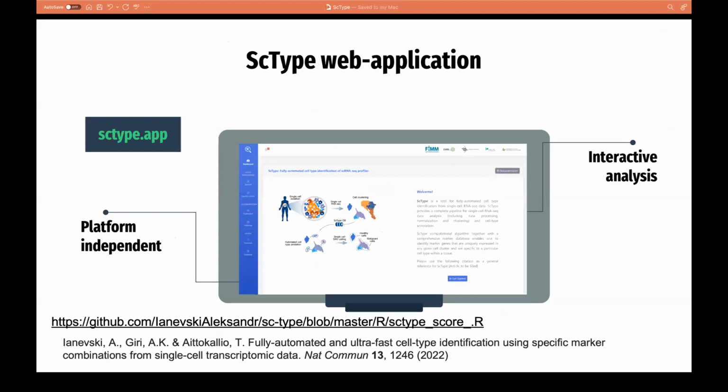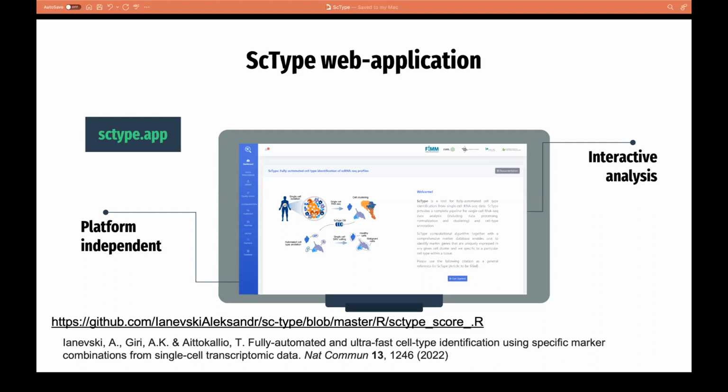So the tool is available as a web application where you can upload your own data, and in just 2-3 clicks, you can get an annotation. You can choose your parameters. And for other analysis, for example, filtering and normalization, the tool uses Seurat. So we haven't done any modification there. It's the normal Seurat algorithm that runs behind it.